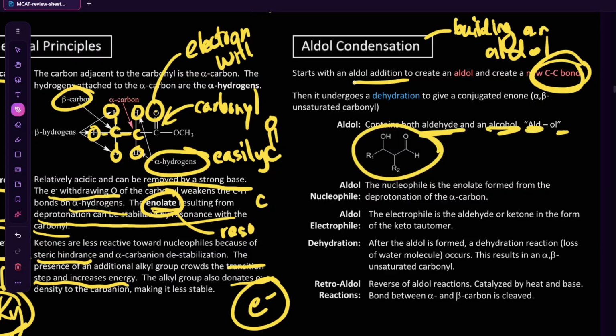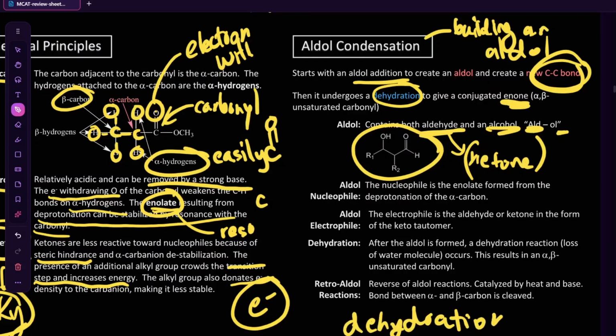Because it contains an aldehyde or ketone carbonyl, and an alcohol on adjacent carbons. Now for dehydration, that's when you can turn an aldol into an enone. So the aldol doesn't just have to stop there. Under continued base and typically heat, the aldol loses a water molecule and goes through a dehydration reaction. After the aldol forms, a dehydration reaction can occur, and this results in an alpha beta unsaturated carbonyl, which is also called an enone.